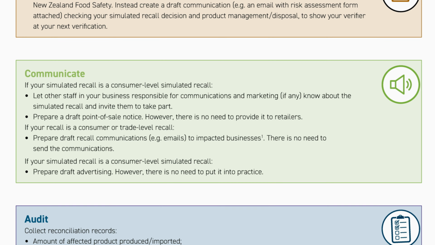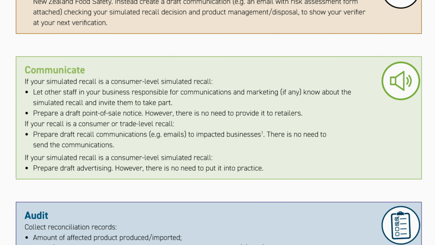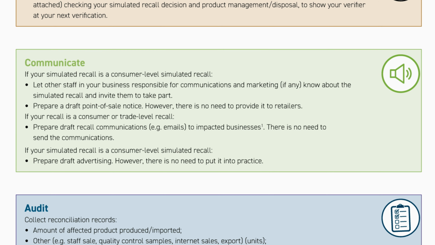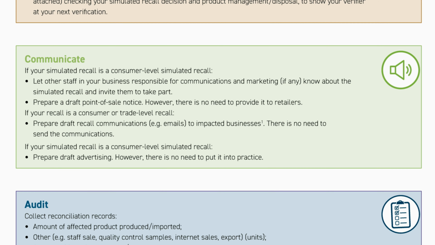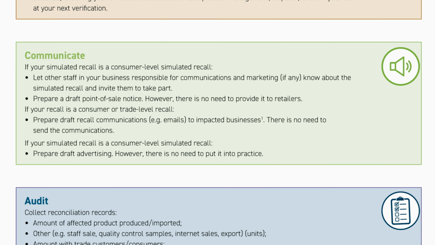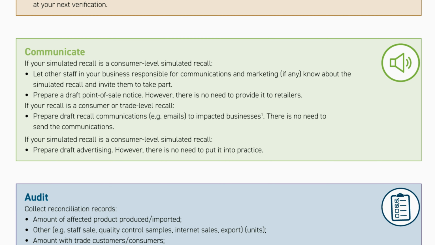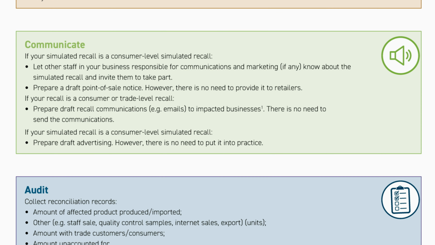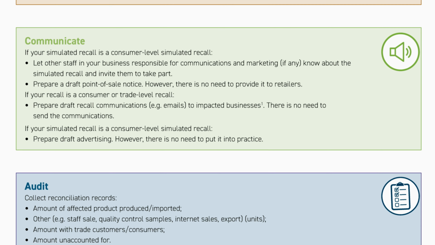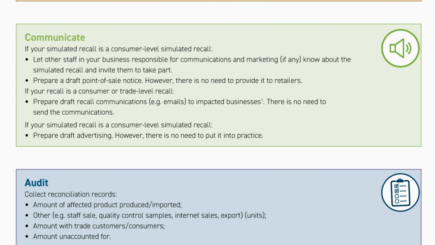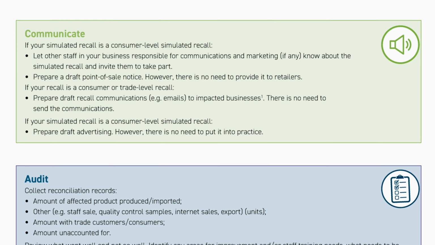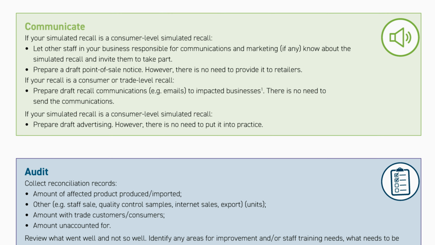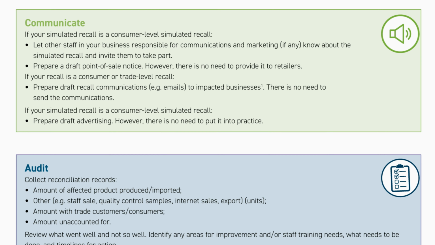If your recall is a consumer or trade-level recall, prepare draft recall communications such as emails to impacted businesses. Note, if you have access to one, you can use a digital tool to prepare your mock communications to impacted businesses, such as GS1's Product Recall NZ application. There is no need to send the communications. If your simulated recall is a consumer-level simulated recall, prepare draft advertising. However, there is no need to put it into practice.